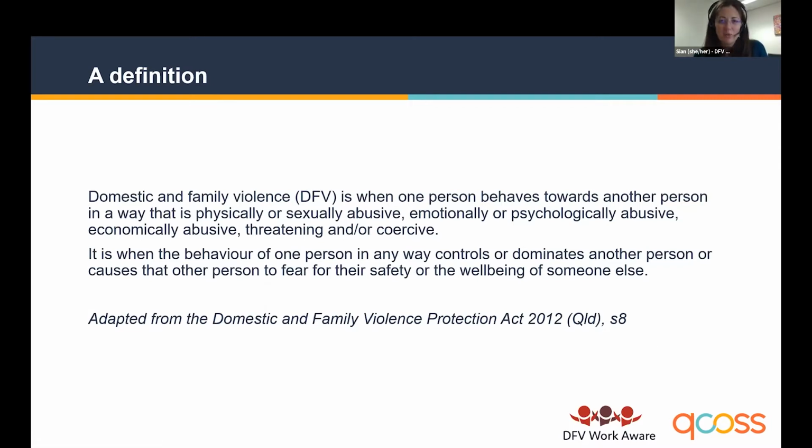So I'll just read that definition for you. Domestic and family violence is when one person behaves towards another person in a way that is physically or sexually abusive, emotionally or psychologically abusive, economically abusive, threatening, and or coercive. It's when the behaviour of one person in any way controls or dominates another person who's in a relevant relationship, or causes that other person to fear for their safety or the well-being of someone else. So that's been adapted from Section 8 of the Domestic and Family Violence Protection Act.